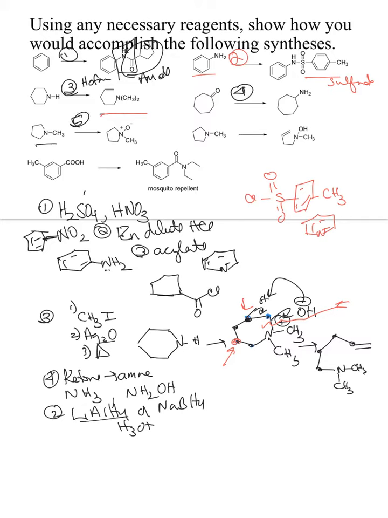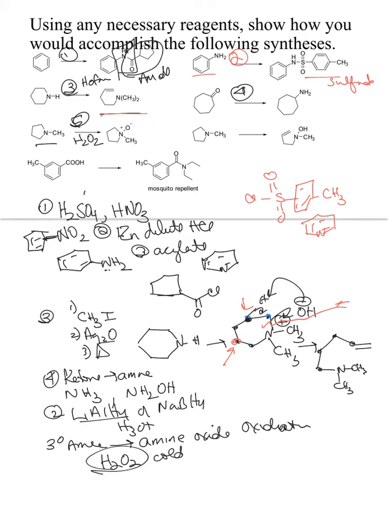Okay, this problem here, you're going from a primary amine to an amine oxide. And if you remember the slide, we showed that would be an oxidation. So you need to add an oxidizing agent. Hydrogen peroxide would do that, and you would want to keep it cold. It's just H2O2.